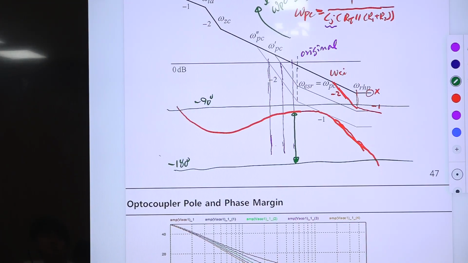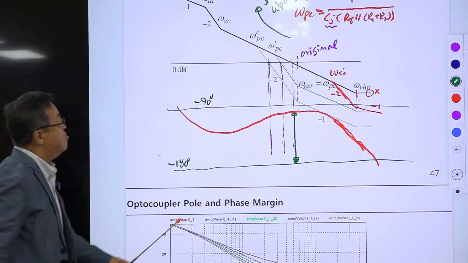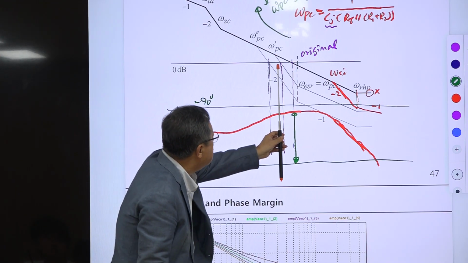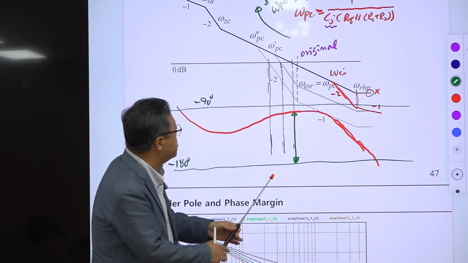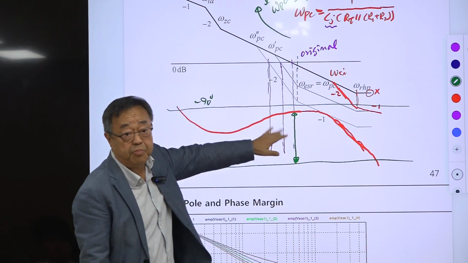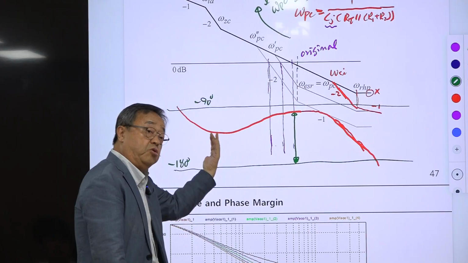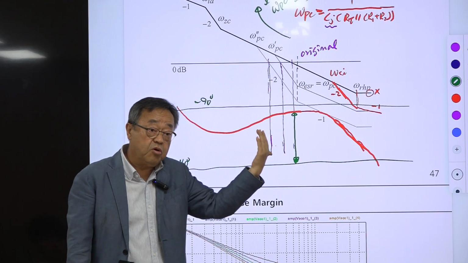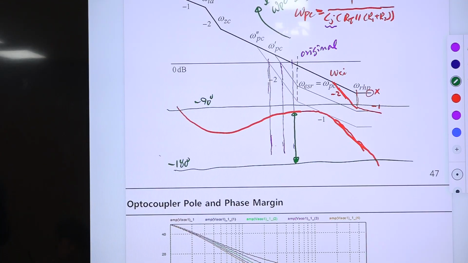Okay, you increase this Cj value somewhat. Then phase margin will be this one, not this one, because this pole is shifted to a lower frequency. So the pole is coming earlier. For the second case, this one will be something like this. Another one will be something like this. Then phase margin will be this one, and the phase margin will be this one.